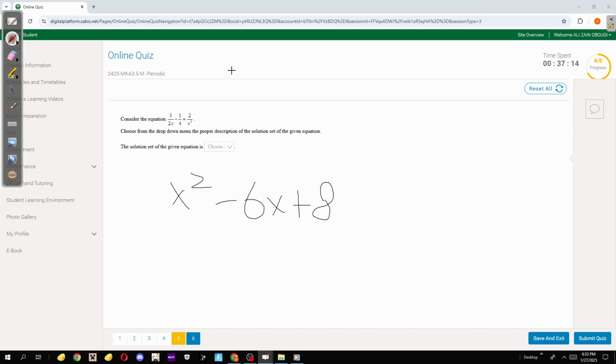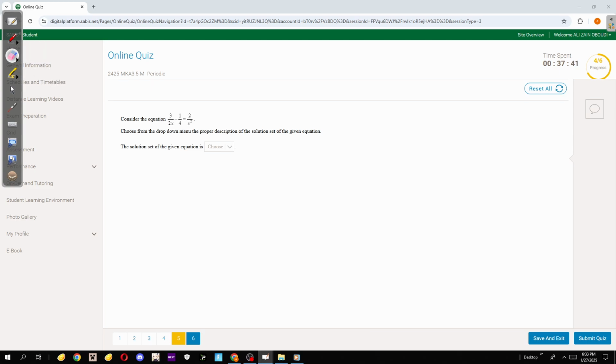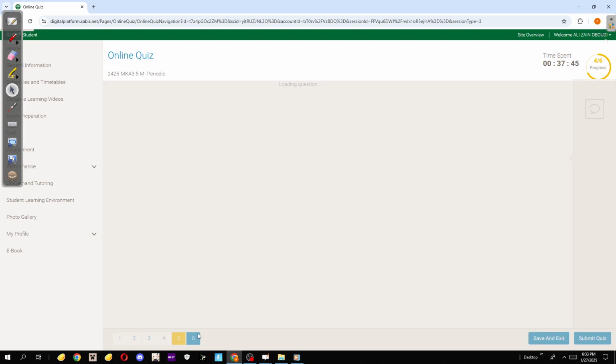You factor this. Since it's x squared, you put x here. The factors of 8 are 1 and 8, 2 and 4. It's obviously 2 and 4 because they equal 6. You put 2 negatives because here it's negative, here it's positive. You end up getting 2 and 4. So the solution set for this equation is 2 and 4.